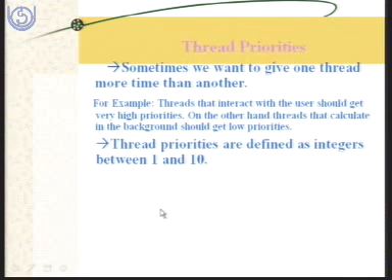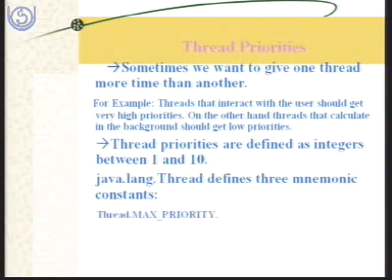Now in Java, thread priority varies from 1 to 10, and there are 3 constants also. Those 3 constants may be used in your program to assign the priority. These are Thread.MAX_PRIORITY, which takes the value 10, Thread.MIN_PRIORITY, which takes the value 1, and Thread.NORM_PRIORITY, which takes the value 5. So these 3 constants have the values 10, 1 and 5.